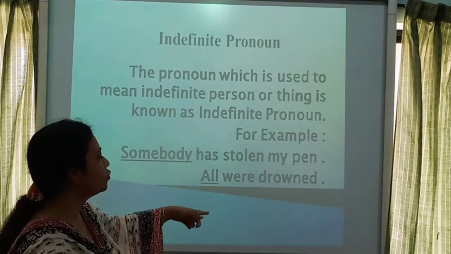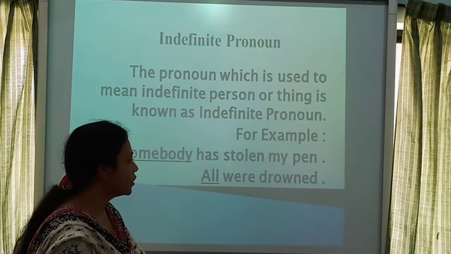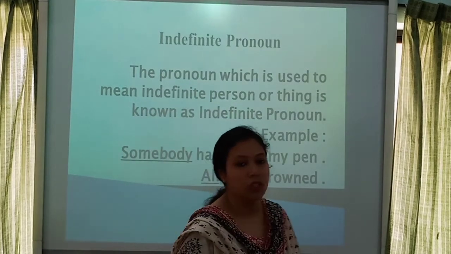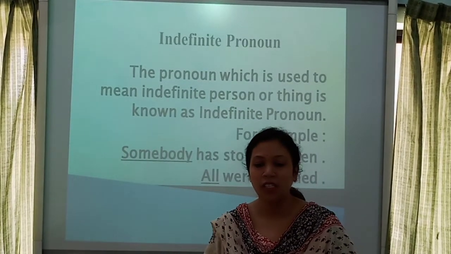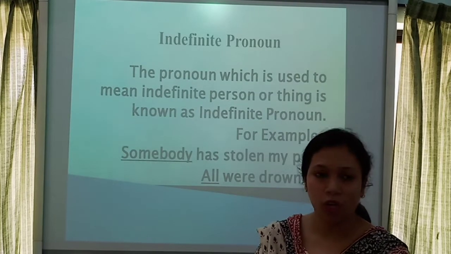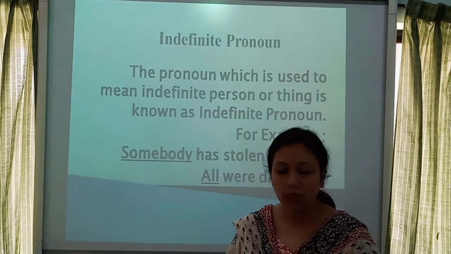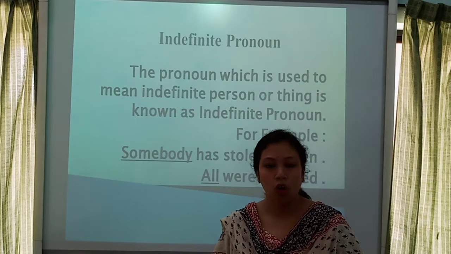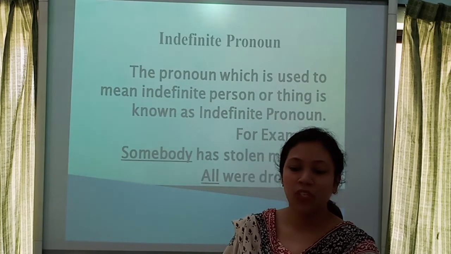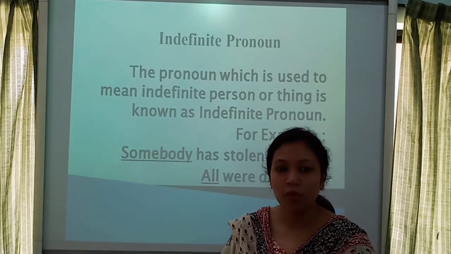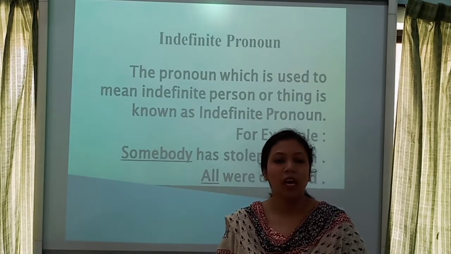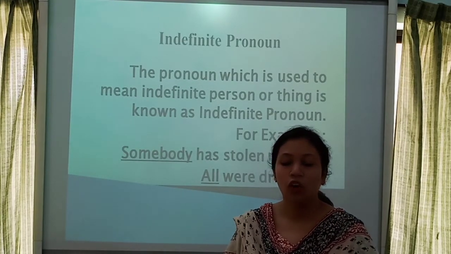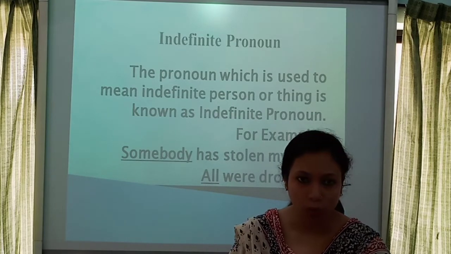Then number 2, all were drowned. Here all is indefinite pronoun. Another identifying point of indefinite pronoun is one. Then none, all, some, somebody, everybody, everyone, nobody is the identifying point of indefinite pronoun.